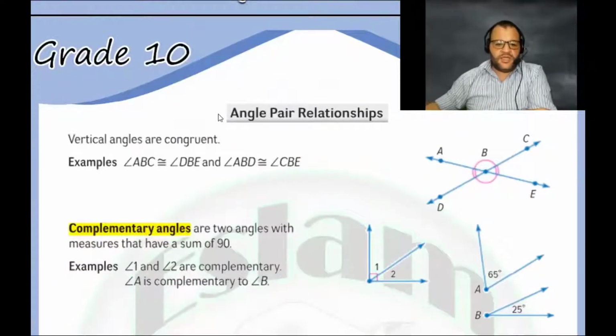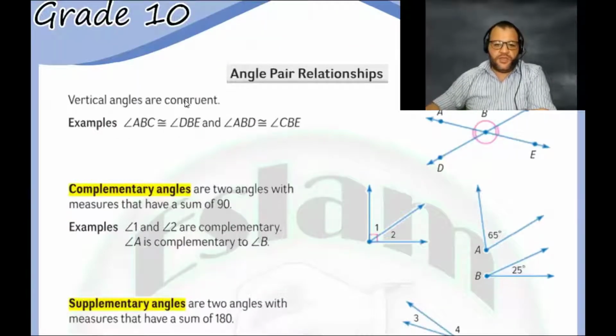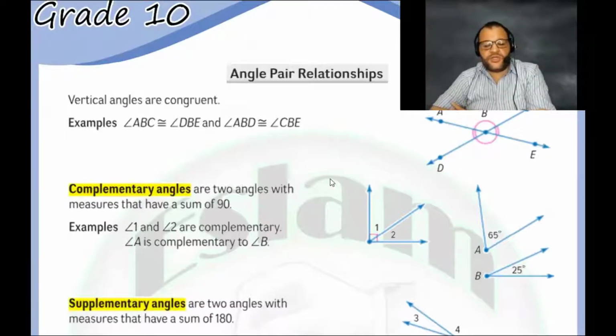Now we can say that vertical opposite angles are congruent, and the relation that we have now is the complementary angle. What is the meaning of the complementary angle? Two angles in which their sum equals 90 degrees. If you find any two angles whose sum is 90 degrees, even if they are adjacent or not adjacent.